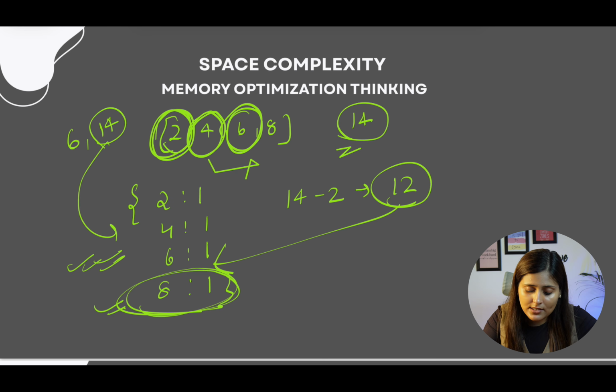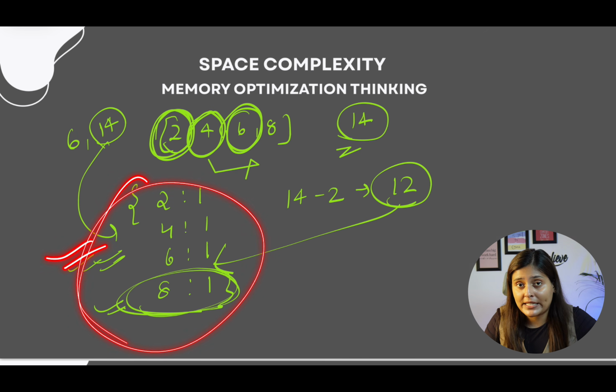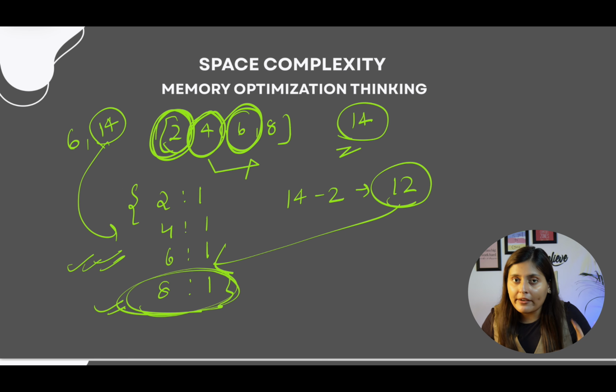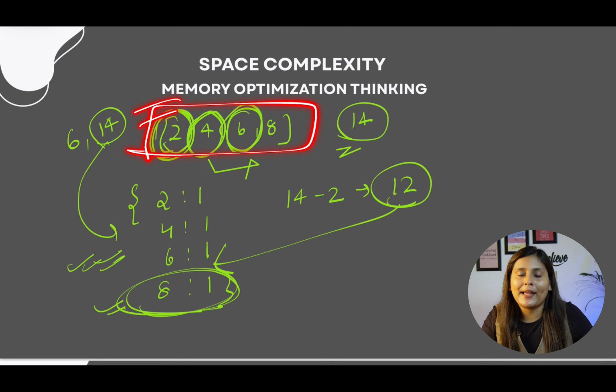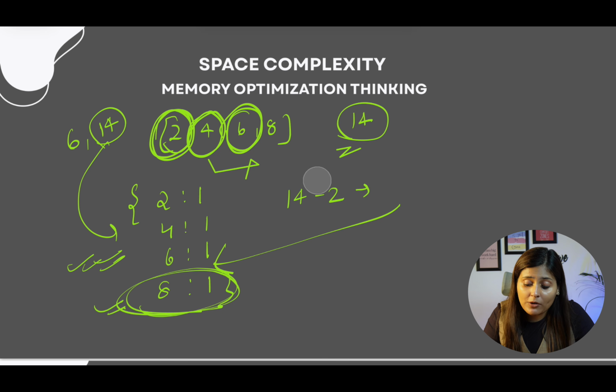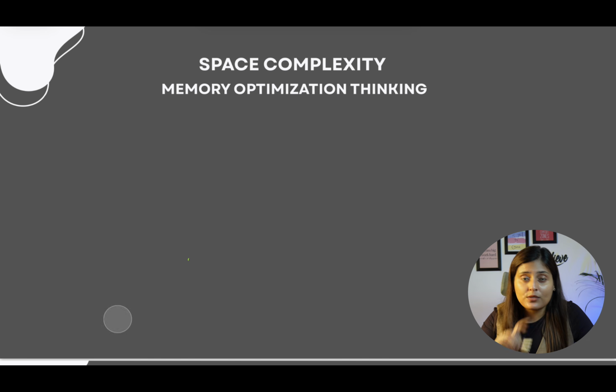But here in this approach, you have taken extra space complexity. So if the interviewer is okay with taking extra space, go with this approach. And if he is not, then go with the two pointer approach. One more thing, if it is sorted, then only you can apply the two pointer approach. If the array is not sorted, you cannot apply the two pointer approach and you have to go with the hash map solution. So knowing about space complexity and its importance is very important.